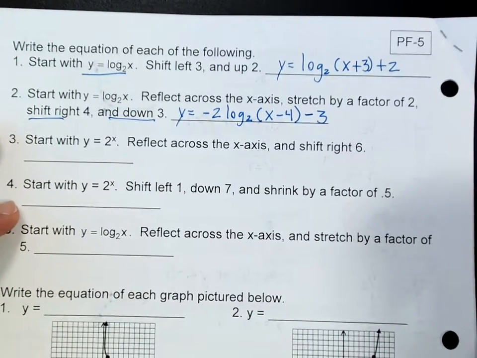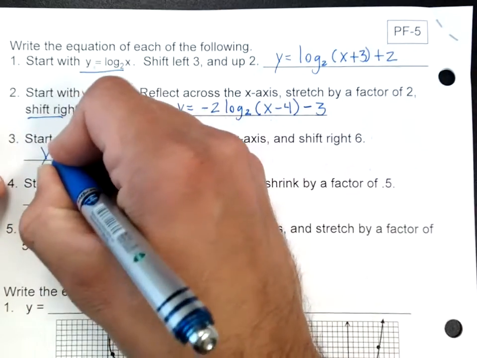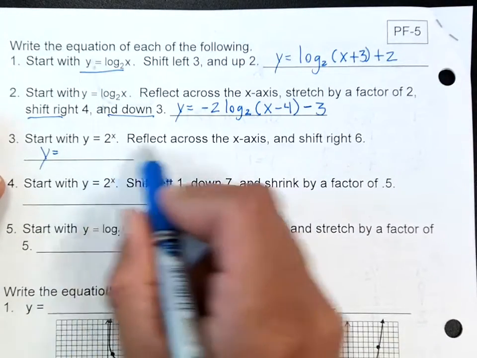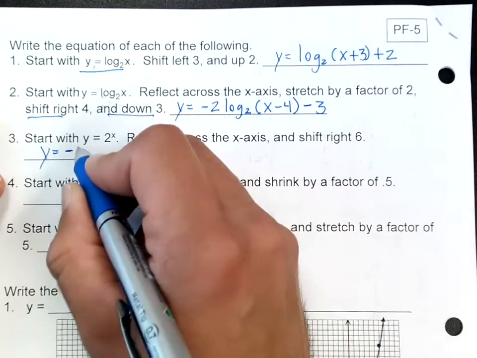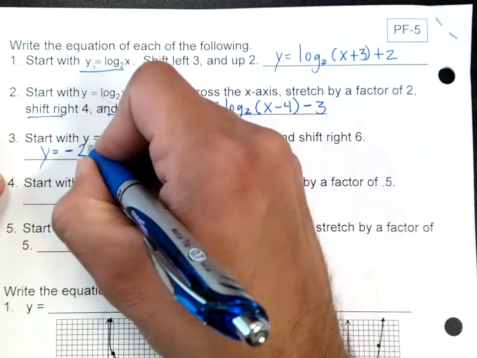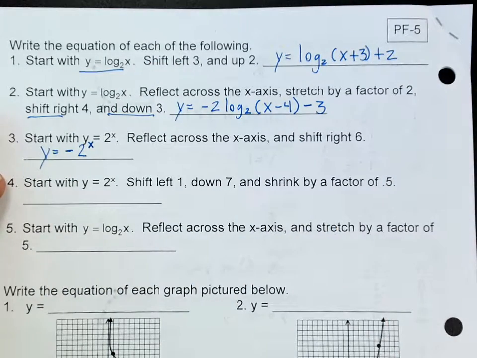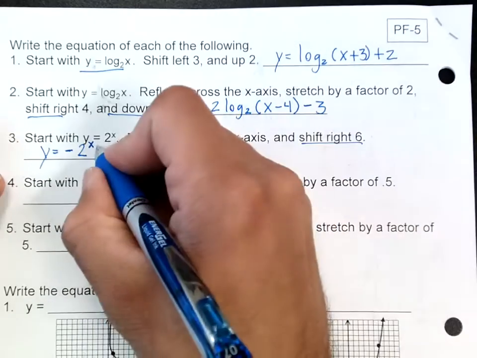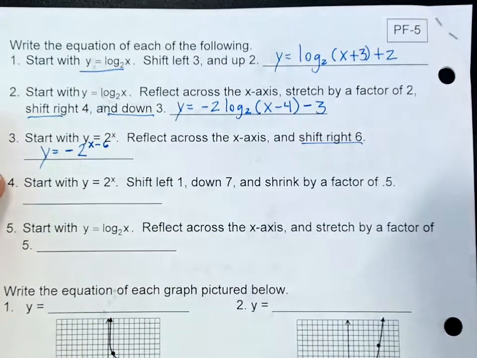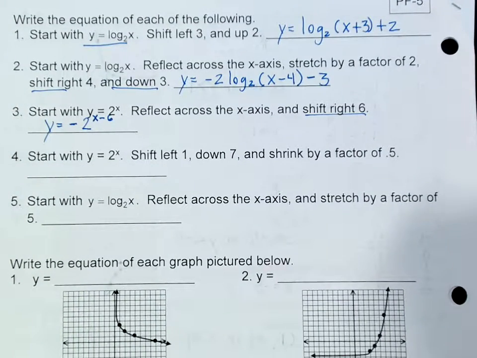Alrighty then, let's do number 3. We're going to start with 2 to the power of x, reflect across the x-axis, so we have a minus. And we have shift to the right, so make sure that on this one there's not really a parentheses, you just have to write it up there. We have to write it as a power, so when it says to the right 6, we're going to write a minus 6 up here. But it's kind of weird, so that 6 becomes part of the power. You okay with that? You may not be okay with that. You might be like, what's going on right now? That's okay. Make sure to ask me questions.